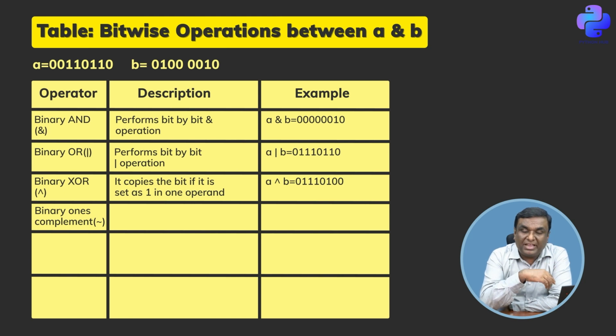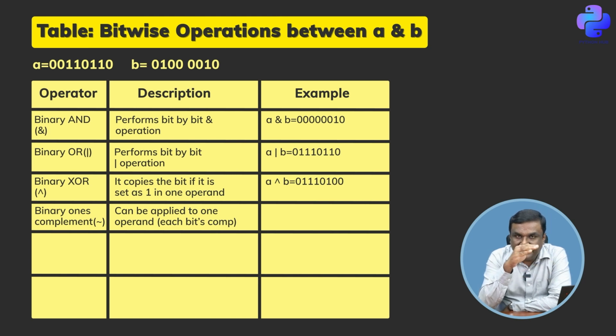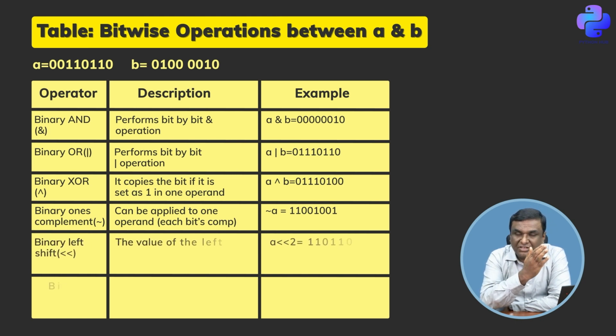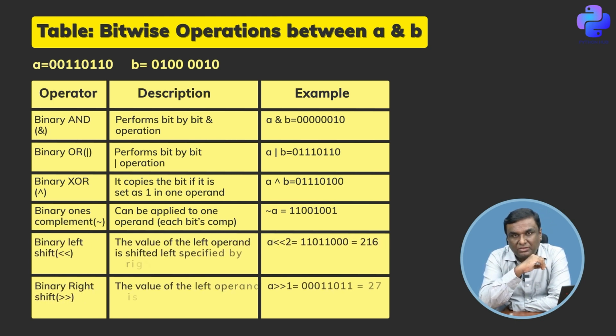Binary ones complement can be applied to one operand. When you say tilde, that is the usual representation of this binary ones complement. Tilde A means 11001001. It is just doing the opposite. You can do left shift, you can do right shift.